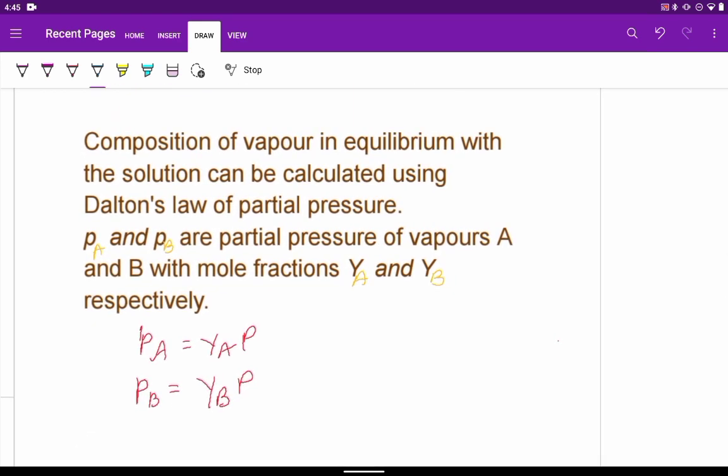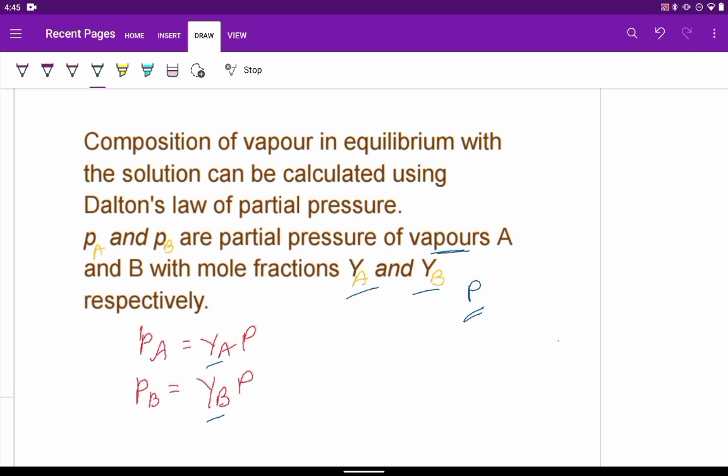Now, if there are again two components A and B, and we are considering their vapors, the partial pressures of the vapors are Pa and Pb. Total pressure will be P. The mole fractions of the vapors are Ya and Yb.